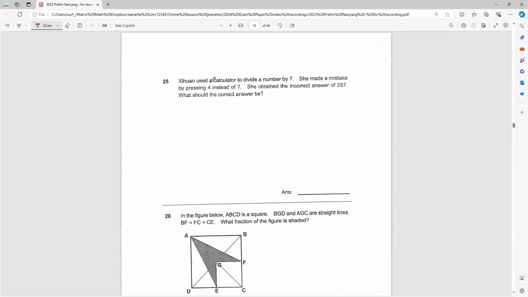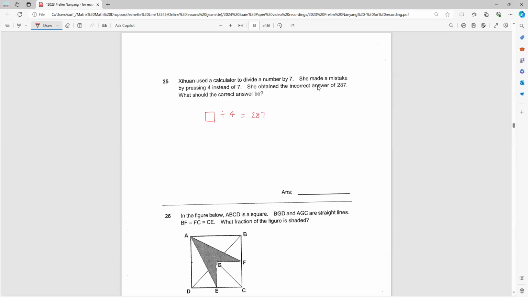Question 25. Ci used the calculator to divide a number by 7. She made a mistake by pressing 4 instead of 7. So she obtained the incorrect answer of 287. What should the correct answer be? So take note, we are not finding what is the original number, I will try and find the correct answer instead. So what did she divide by? She divided by 4, right, instead of 7. And she ended up with 287.